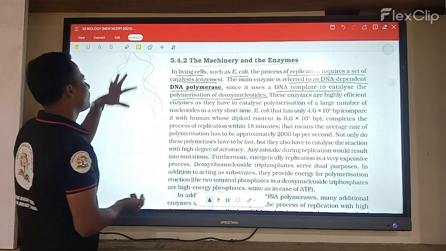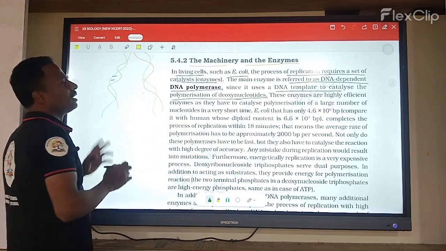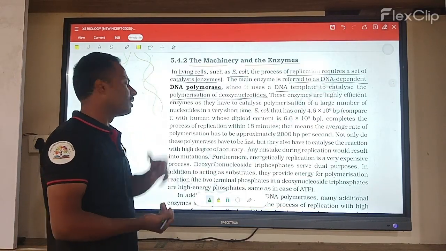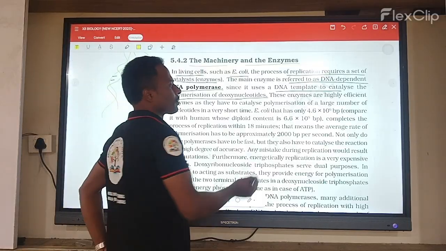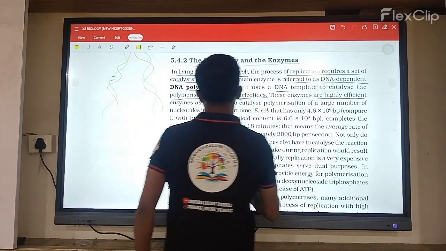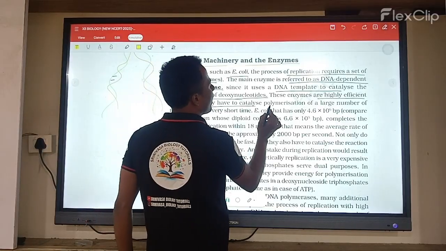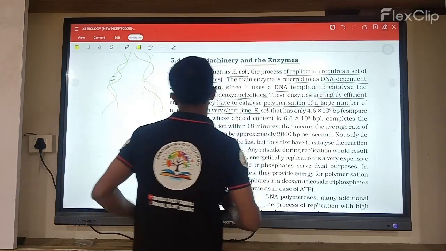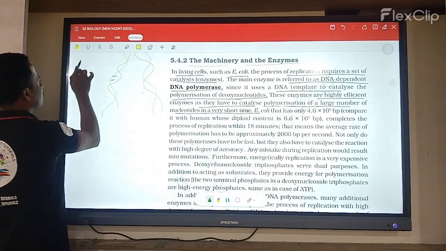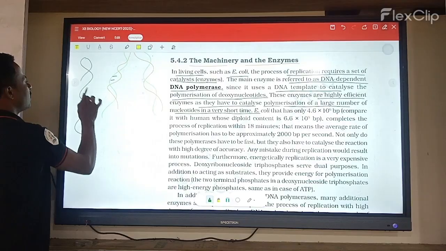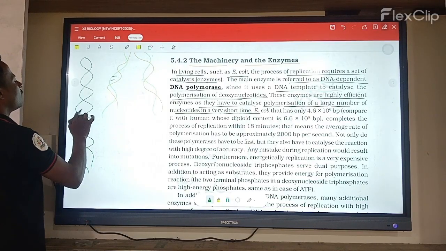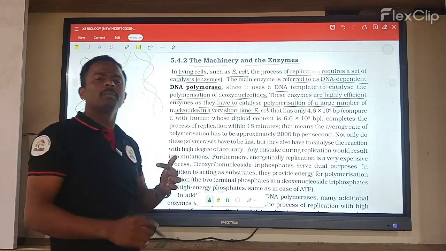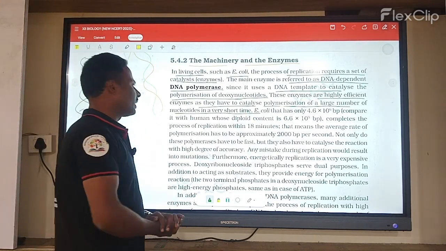Within the DNA template, a number of deoxynucleotides are present, and they participate in the replication process. Next, this enzyme is a highly efficient enzyme. It catalyzes the polymerization of a large number of nucleotides in a very short time. It acts on a long DNA. Already you know the DNA is very long, right? In this DNA there are a number of nucleotides, and these nucleotides get synthesized completely.